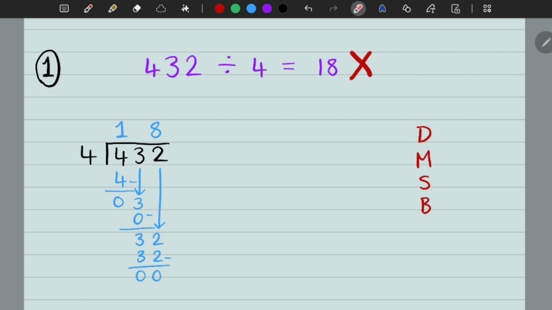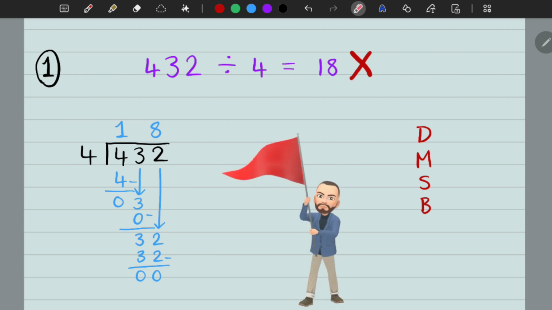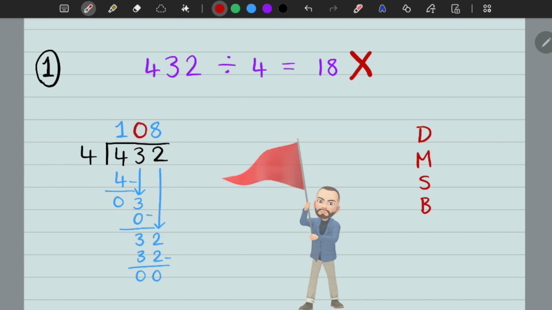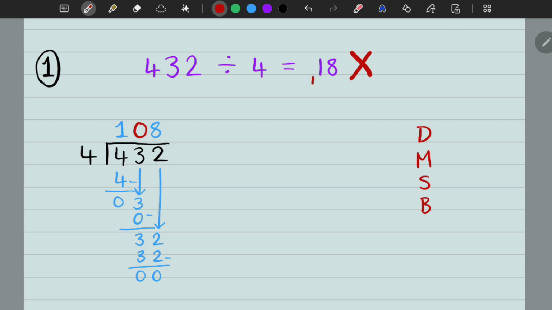I've got, what is 3 divided by 4? Well, 3 is too small to be divided by 4, so it is 0. It can't be done. But where is the missing 0? Even if you've got the answer 0, it must be put there. It's used as a placeholder. There is a very big difference between 18 and 108.